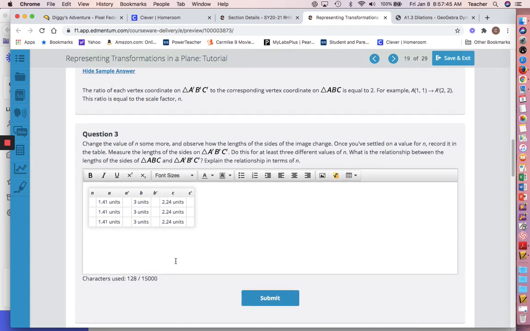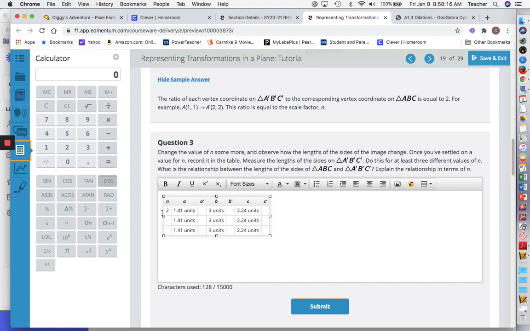All right, so let's change the value of n some more and observe how the lengths of the sides of the image change. Once you've settled on a value of n recorded in the table, measure the lengths of the sides A prime, B prime, C prime. Do this for at least 3 values. Let's go with something easy. I'm going to make n 2, which means my scale factor is 2. So again, I'm multiplying everything by 2. I'm going to pull up my calculator and multiply 2 times 1.41. So it's 2.82.